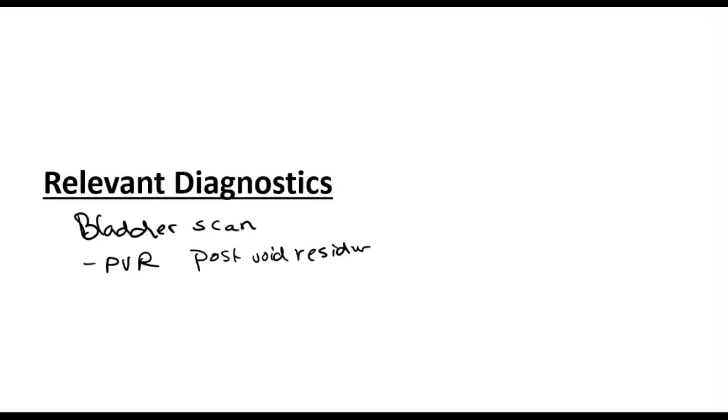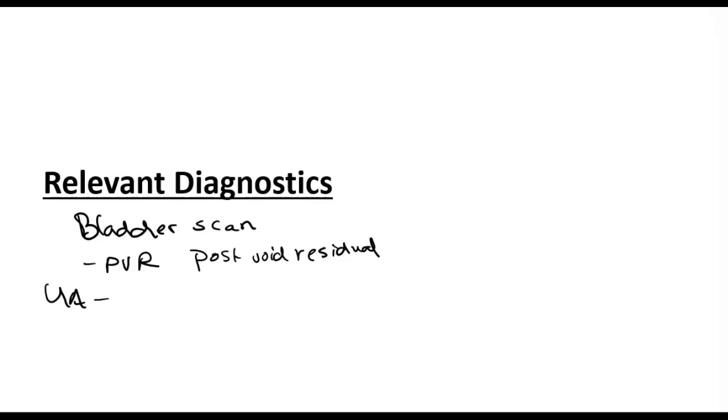So one of the common things we'll do is a bladder scan. That is non-invasive, basically a little ultrasound of the bladder to check post-void residual, so PVR. This is making sure that the bladder is emptying. We may do a urinalysis, just looking for potential issues with infection. So a UA can show possible infection.